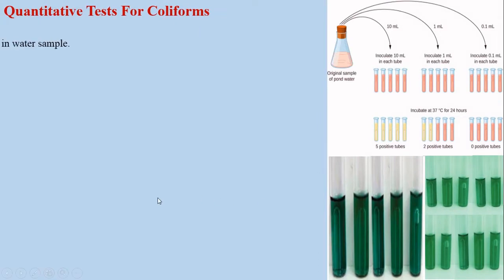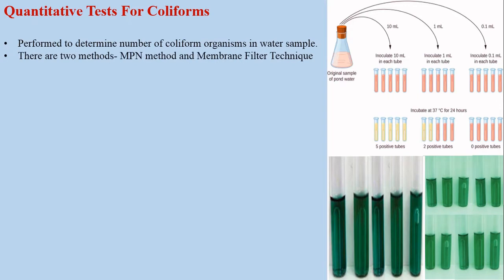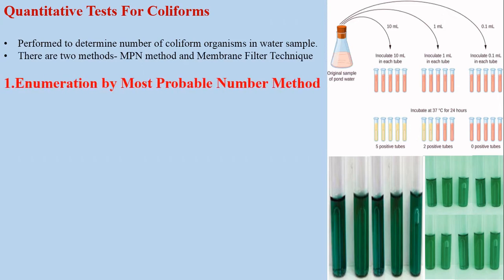So the quantitative tests for coliforms are performed to determine the number of coliform organisms in the water sample. There are two methods for the quantitative measurement. One is the MPN method and another one is the membrane filter technique or membrane filtration technique. So what is the MPN method? MPN is nothing but the most probable number of coliform organisms in the water sample.